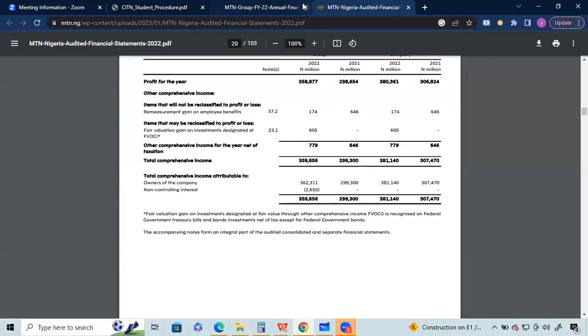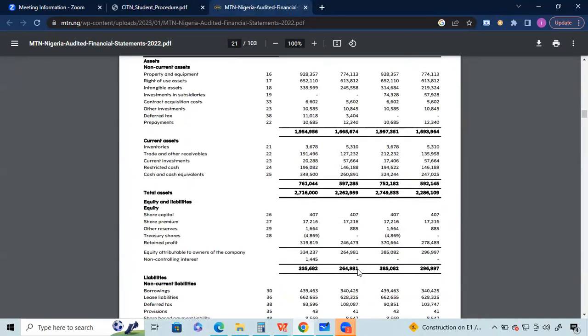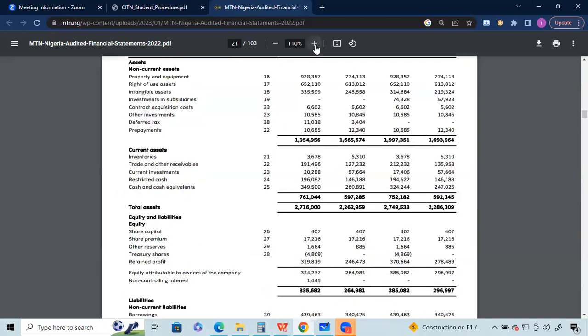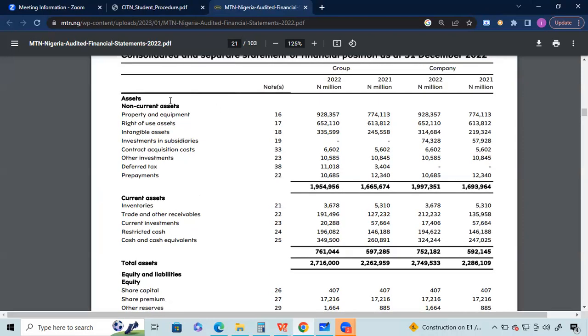So what are now the types of assets? We have how many types of assets? We have two types of assets. There's non-current assets, and there's also current assets. What are the types of assets that can fit in under current, and what are some that can fit in under non-current as well? Like property, plant, and equipment is an example of non-current assets.